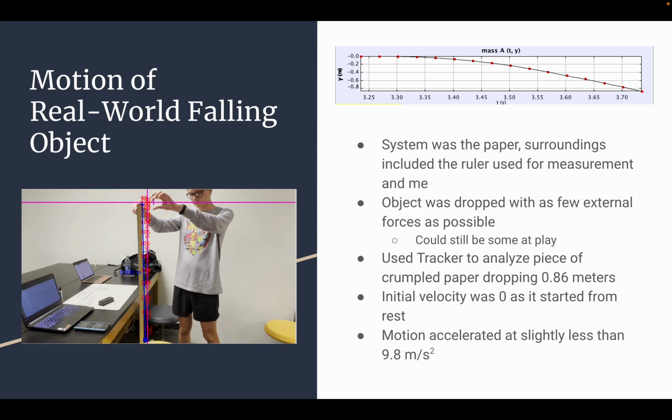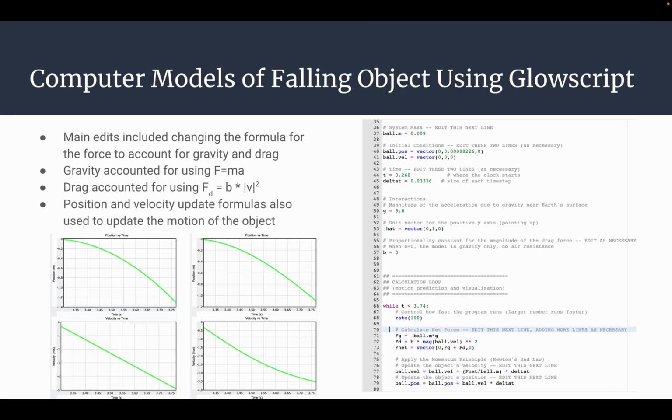So using Tracker, we could see that the piece of crumpled paper dropped 0.86 meters, and its initial velocity was theoretically 0, although there's some chance I could have put some force on the piece of paper when I dropped it, and the motion accelerated at slightly less than 9.8 meters per second squared, which can be seen in the position versus time graph above.